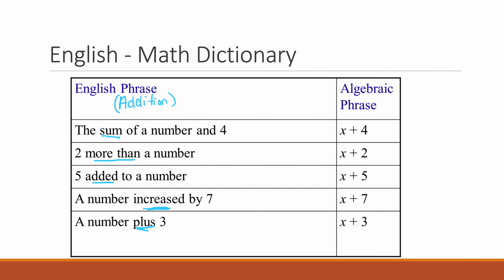A number increased by 7, again, a sense of order here. The number is being increased. So x plus 7 or n plus 7. A number plus 3, likewise, x plus 3.